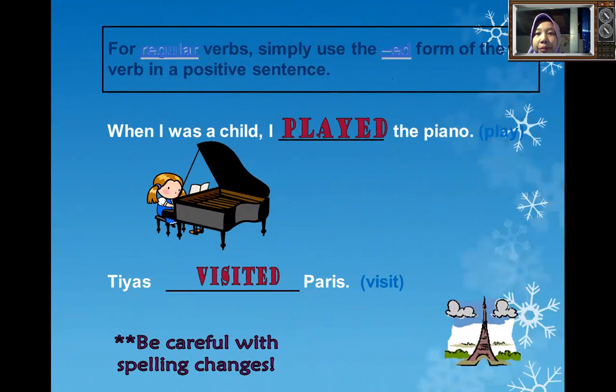For regular verbs, simply use the ed form of the verb in a positive sentence. Example, when I was a child, I played the piano. From the word play, play becomes played. Tias visited Paris. From the word visit becomes visited. So be careful with the spelling changes.